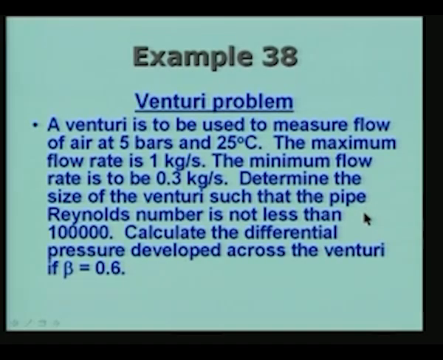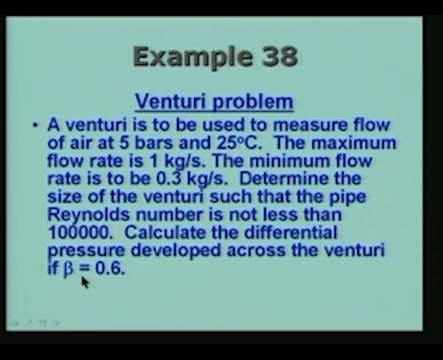So let me look at a simple problem. We want to use a venturi in the measurement of flow of air at 5 bars and 25 degrees Celsius. The maximum flow rate is given to be 1 kilogram per second, and the minimum flow rate is mentioned as 0.3 kilogram per second. We want to find the size of the venturi such that the pipe Reynolds number is not less than 100,000. In that case, we want to calculate the differential pressure developed across the venturi if beta is 0.6.